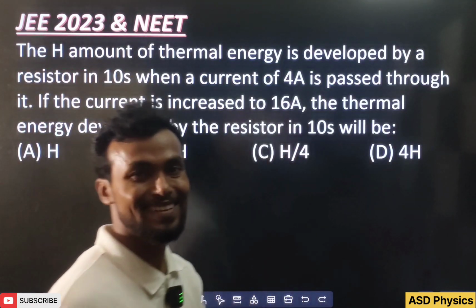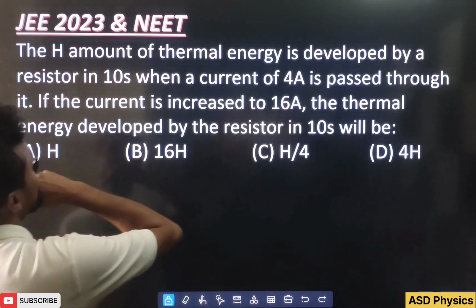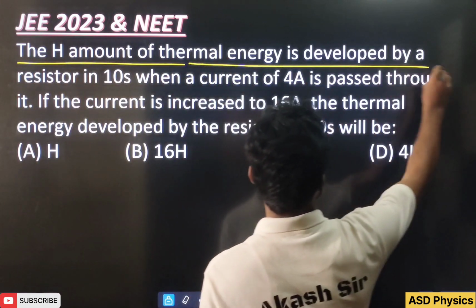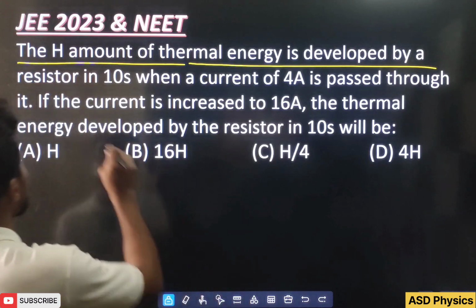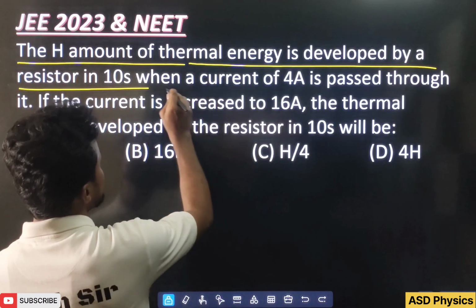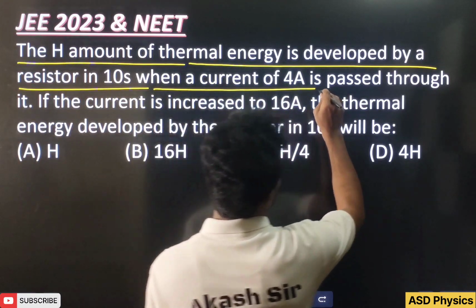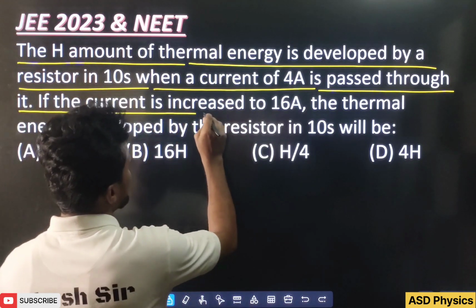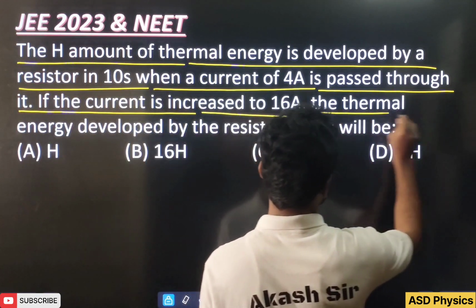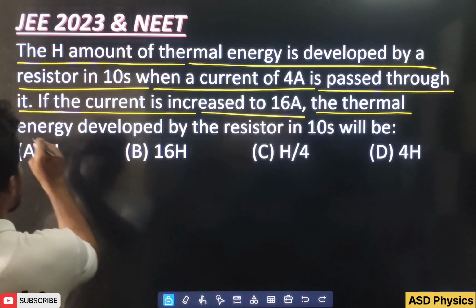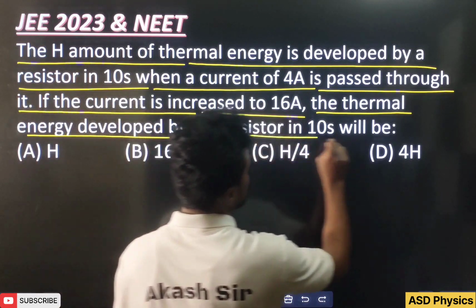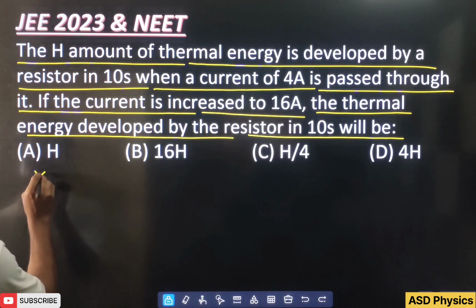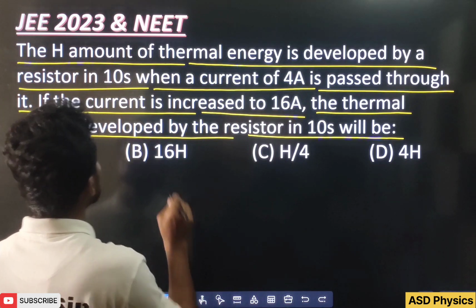Now the next one, let's see. Okay, so the JEE 2023 question is this. The H amount of thermal energy is developed by a resistor in 10 seconds when a current of 4 ampere is passed through it. If the current is increased to 16 ampere, the thermal energy developed by the resistor in 10 seconds will be how much here?